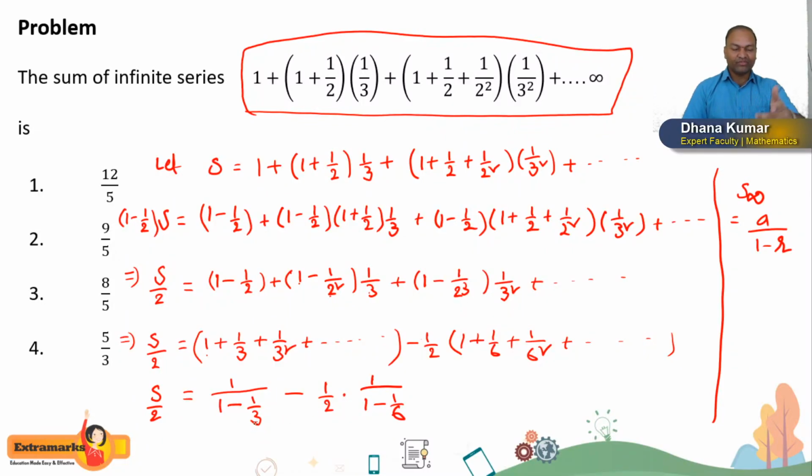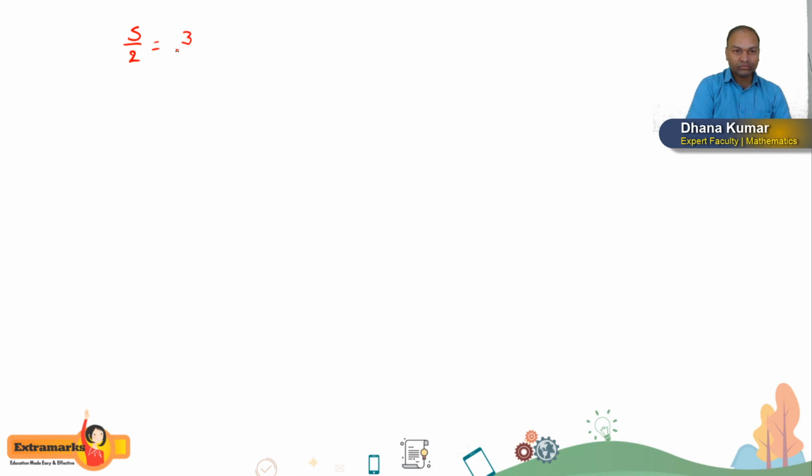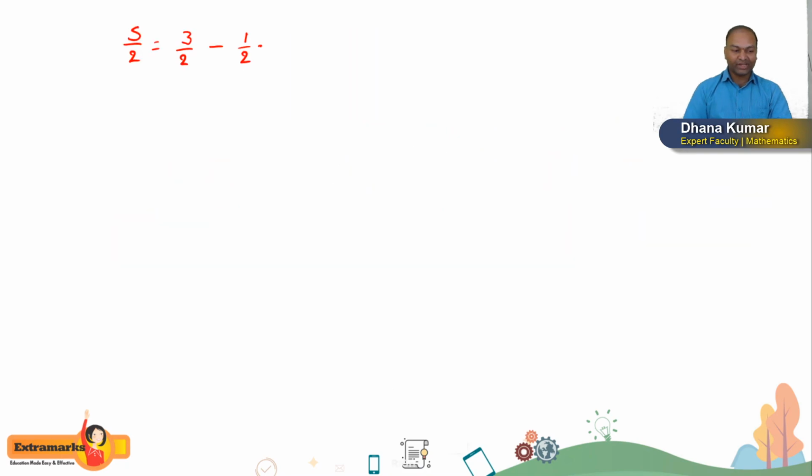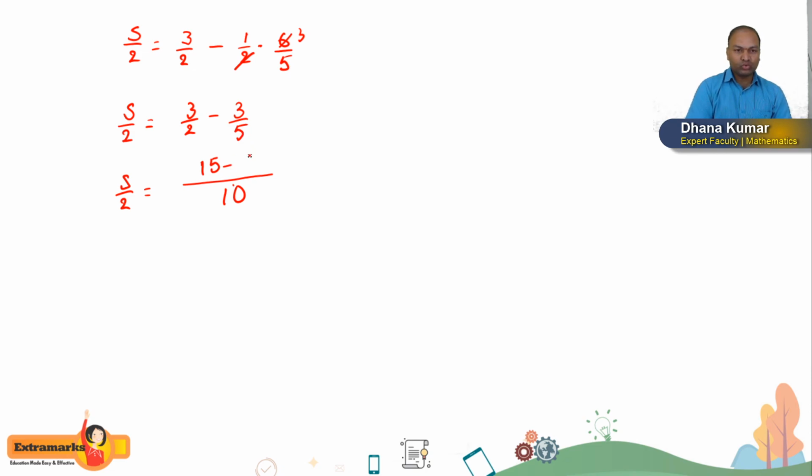Okay, simplification. S by 2 is equal to, see here. Here LCM is 3, fraction reversed. So directly I am writing 3 by 3 minus 1, 2, so 3 by 2. Minus 1 by 2 times, see, here LCM 6, fraction reversed, so 6 minus 1, 5, so 6 by 5. Here 2 ones are 2, 2 threes are 6, so now simplification is easy. S by 2 is equal to 3 by 2 minus 3 by 5. Now LCM is what? LCM is 2 fives are 10. 2 fives are 10, 5 threes are 15. 5 twos are 10, 2 threes are 6.